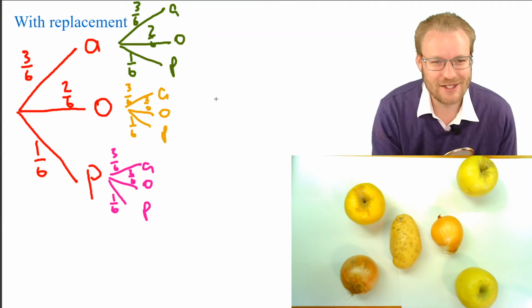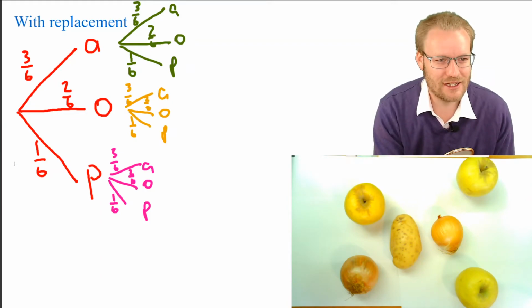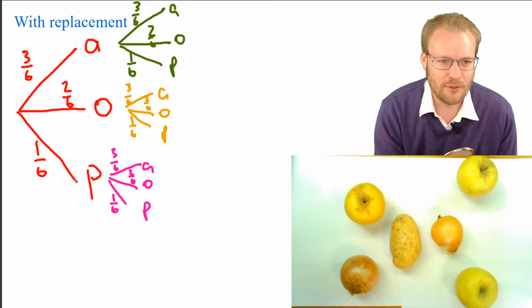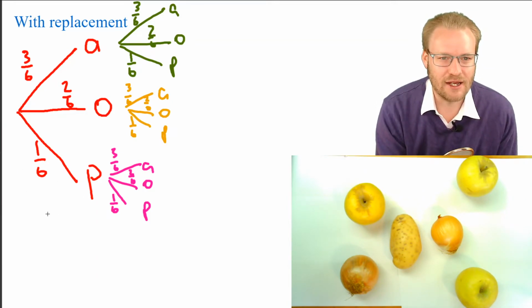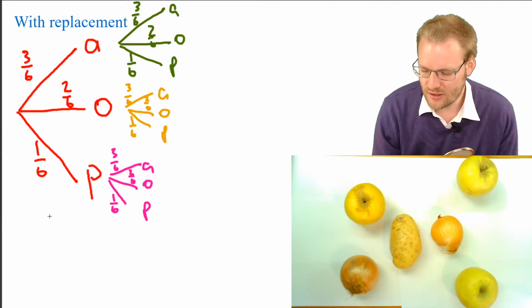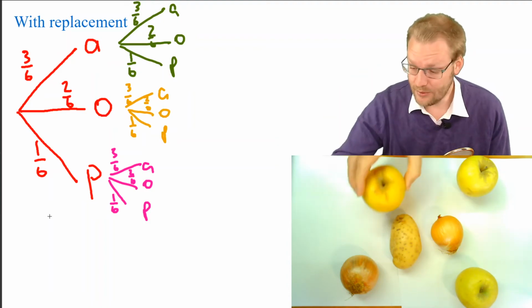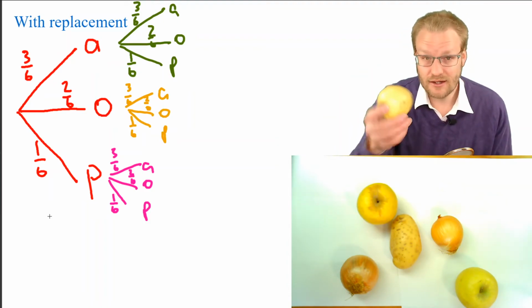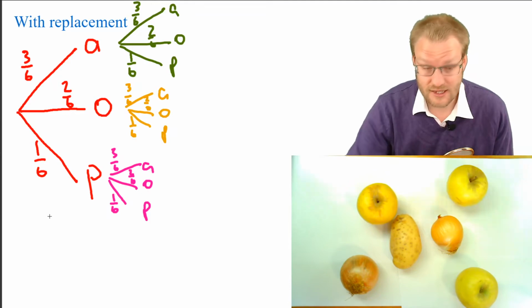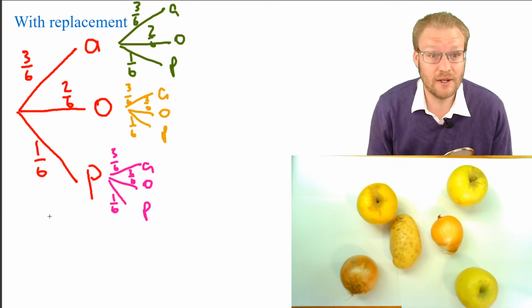Anyway, so that's the heart of what we're trying to do. Now let's look at one or two probabilities. What's the probability that I pick out an apple and I pick out an apple? It doesn't matter if it's the same one. What's the probability of picking out 2 apples?